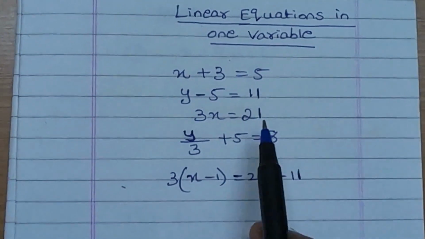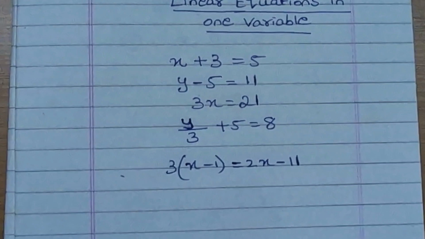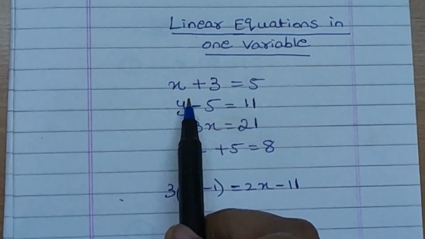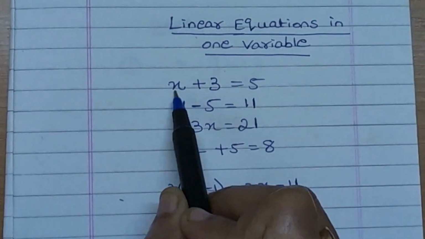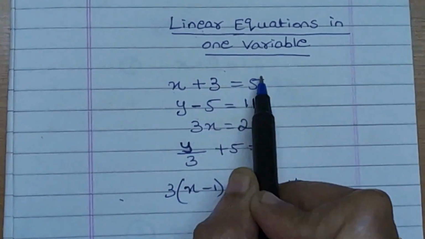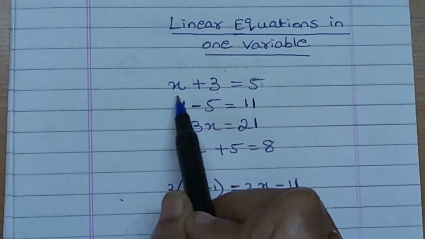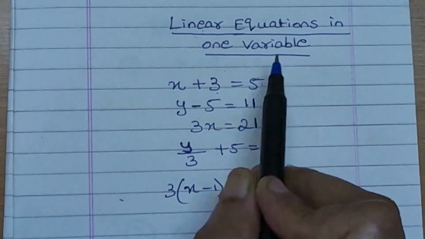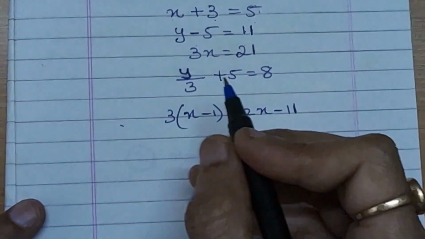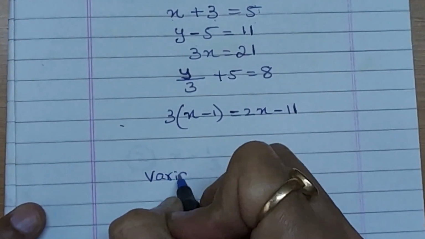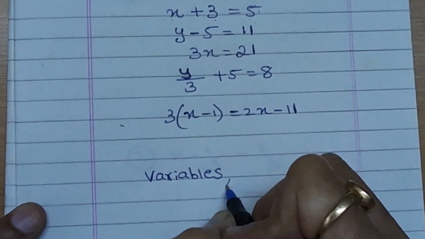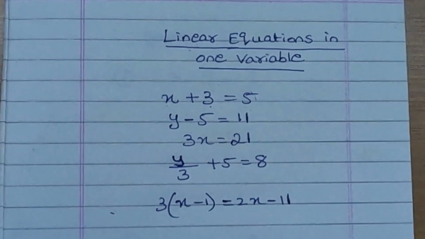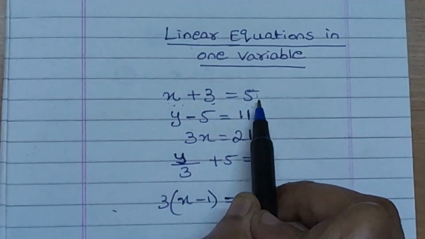Just a brief introduction. As you can see, I've written few equations. Linear means degree is 1, means highest power of the variable in the equation is 1. Variable means, now this is an equation, these numbers are called numerals, and whatever letters you have in the equation, those letters are called variables, or they are also called literals. Letters in the equation are called variables or literals.